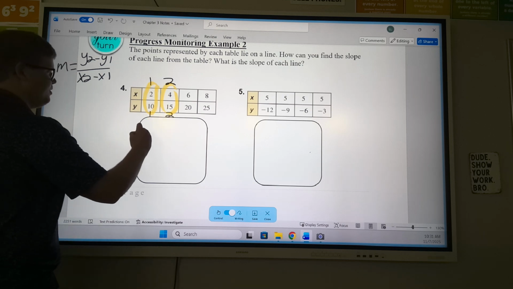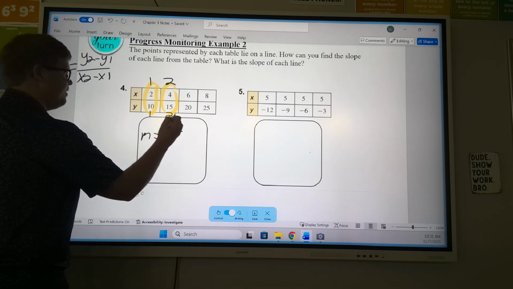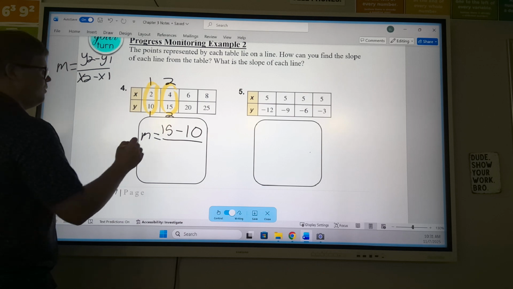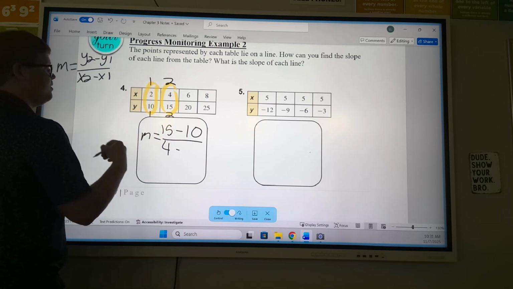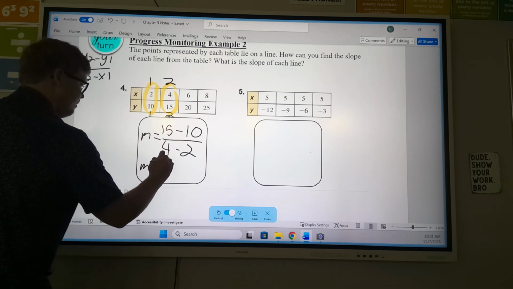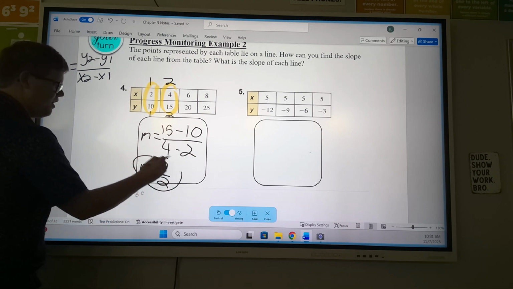Okay, let's set up our equation. Our y2 is 15 minus our y1, which is 10, over our x2, which is 4, minus our x1, which is 2. 15 minus 10 is 5. 4 minus 2 is 2. Our slope is 5 over 2.